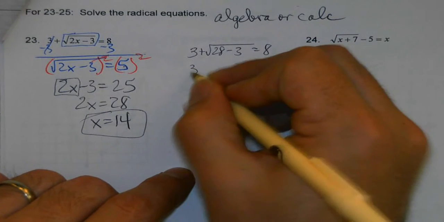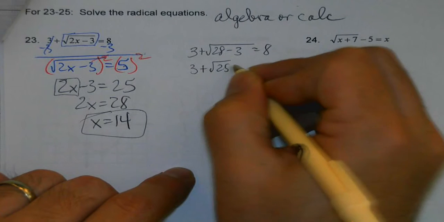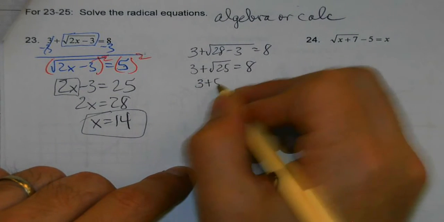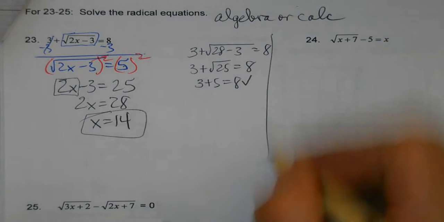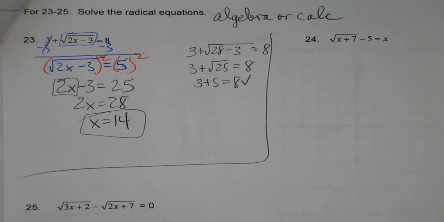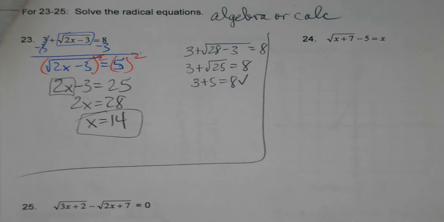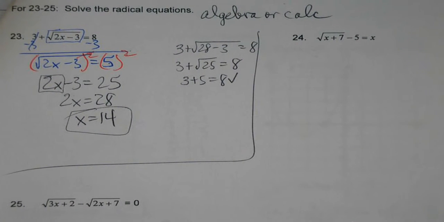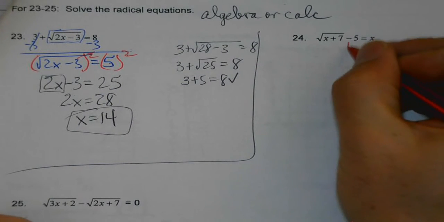28 minus 3 is 25. And you're like, do I have to show all this in the test? No. But again, I'm just making sure that that actually works. And it's always just a good habit, no matter how you're doing these, to go ahead and get your radical alone before you start either way.